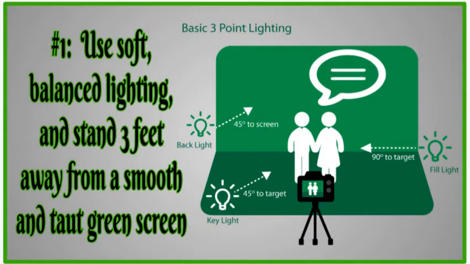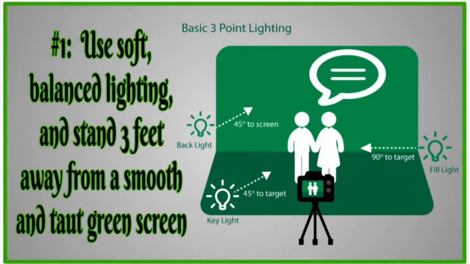Tip number 1. Use soft, balanced lighting and stand 3 feet away from a smooth and taut green screen. Good lighting is extremely important when using a green screen. Basic 3-point lighting includes soft key light aiming toward the subject, soft backlight that points at the green screen, and soft fill light that faces the backlight and fills in the shadows.